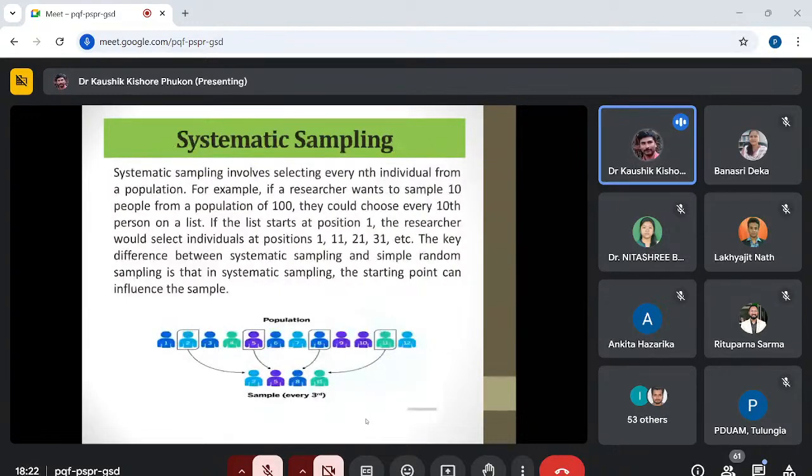So next, it is systematic sampling. Systematic sampling involves selecting every nth individual. Suppose in a classroom, we need a representative of 10 students, and the class contains 100 students. How can you select? You can avoid random sampling and use systematic sampling in a very simple way. Every 10th individual: roll number 10 gets selected, 20, then 30, 40, 50, 60, 70, 80, 90, and 100.